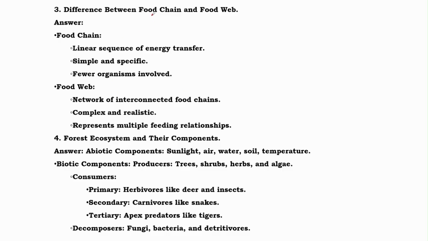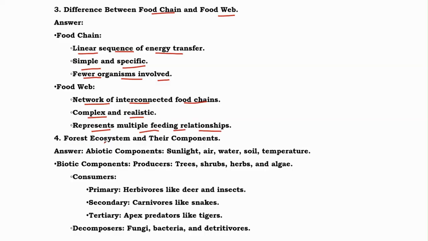Next is the difference between a food chain and a food web. A food chain is a linear sequence of energy transfer, simple and specific, with fewer organisms involved. A food web is a network of interconnecting food chains, complex and realistic, representing multiple feeding relationships.